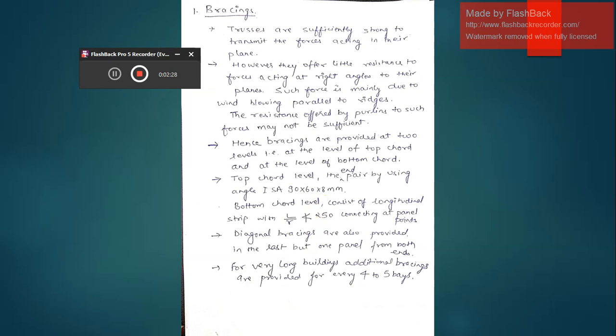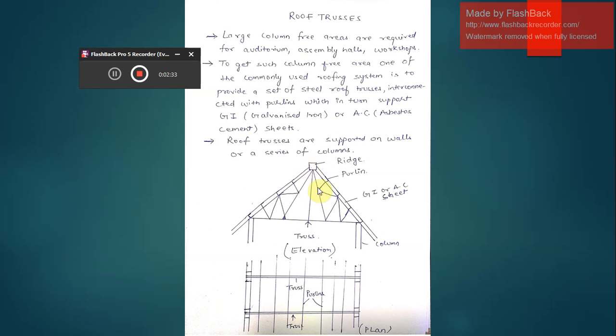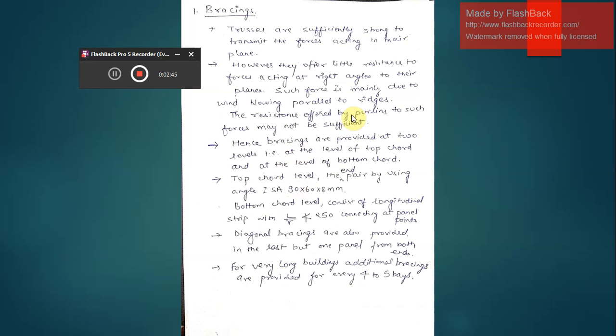Such force may be due to the wind blowing parallel to the ridges. You can see this is a cross section. So when the wind is blowing parallel to these ridges, it is also parallel to these purlins. The resistance offered by purlins to such forces may sometimes not be sufficient. So to overcome that force we have to use the bracings, and the bracings are provided at two levels, that is at the top chord level and at the bottom chord level.